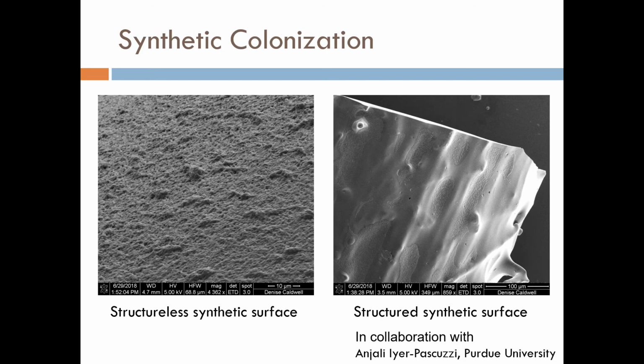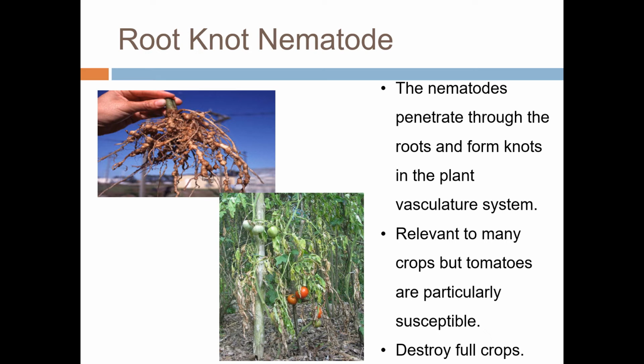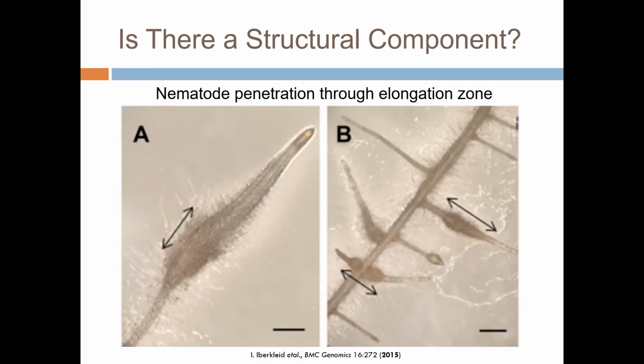And the last one is root knot nematodes, nematodes that we just heard about, different nematodes, but still. So they are also horrible for many crops, specifically tomatoes. And our collaborator found that they do like to penetrate in a specific area of the root, in the elongation zone. And we basically asked ourselves, is there a structural component for this preference?